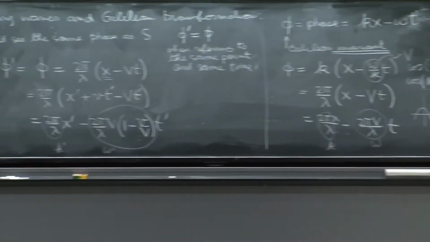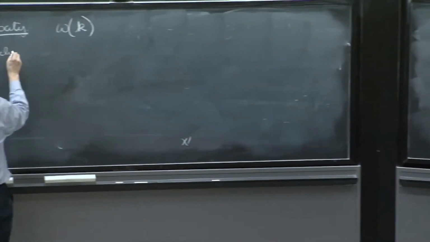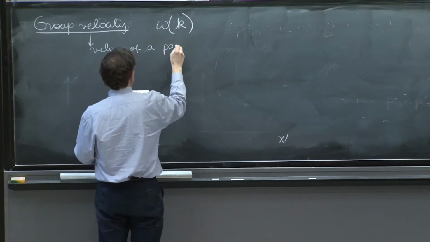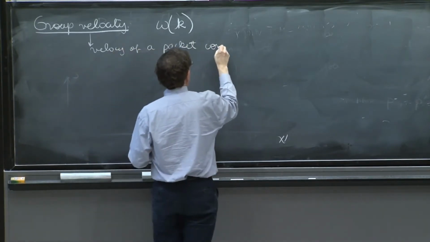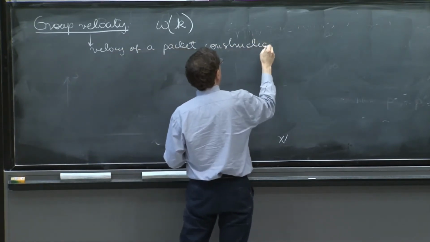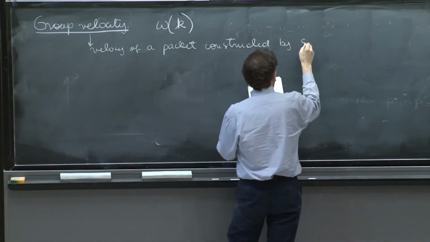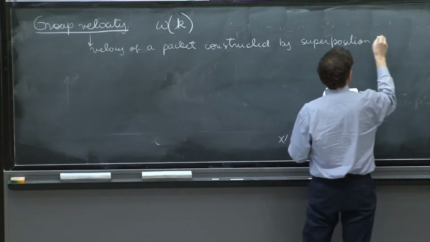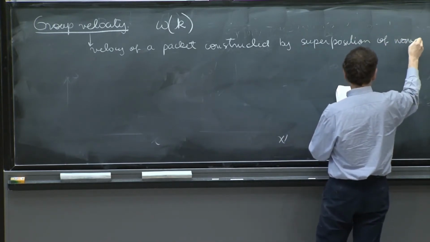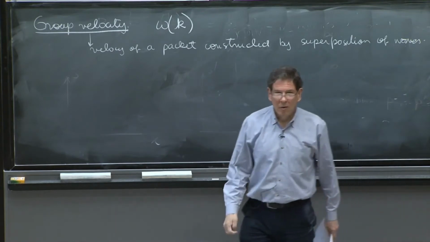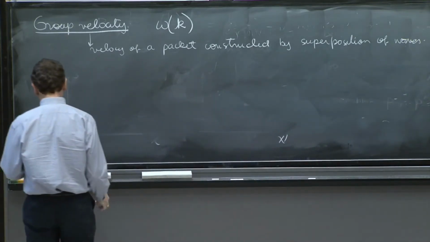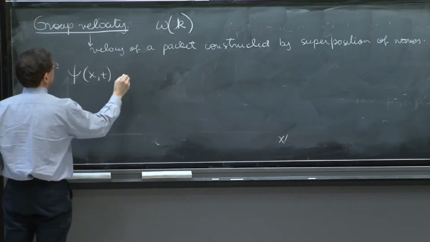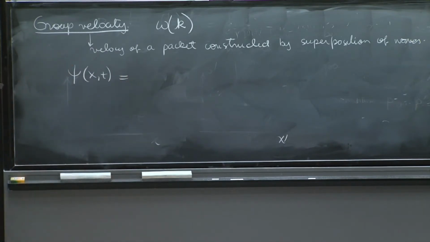And the group velocity is the velocity of a wave packet constructed by superposition of waves. All right, so let's do this here. Let's write a wave packet psi of x and t, going to be done by superposing waves.